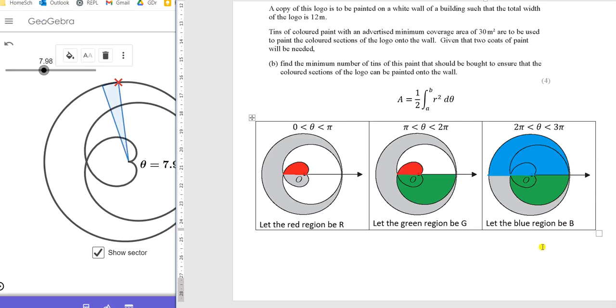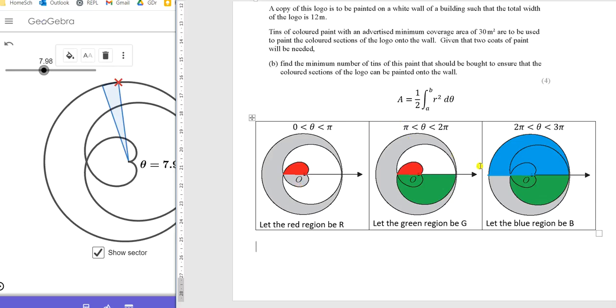Let the blue region be B. Now once we've got these, we can start to build up for ourselves the shaded area. Notice for a start that you can get the inner bit just by having two lots of R. We'll focus perhaps on just half the area to start with and then double it afterwards, but make sure if you do that, that you do double it.